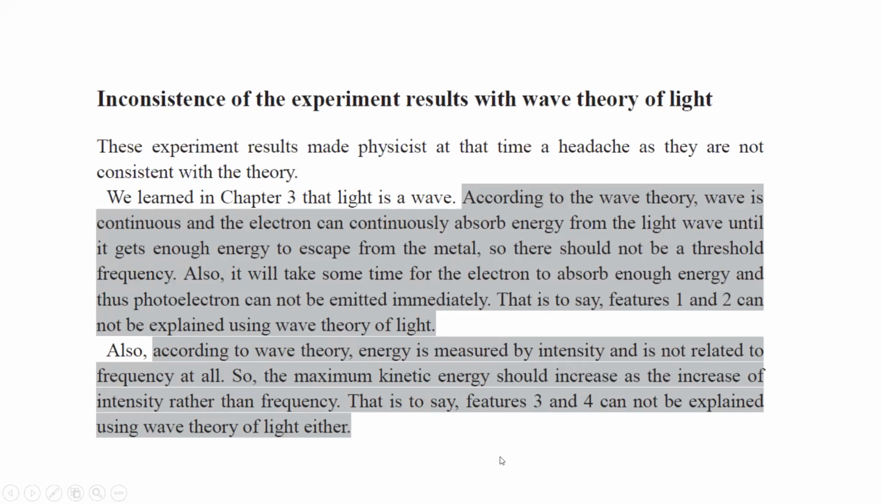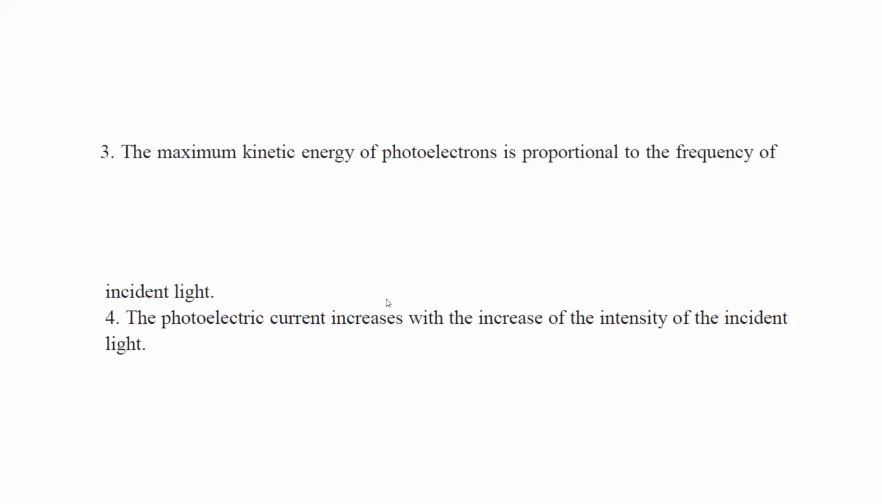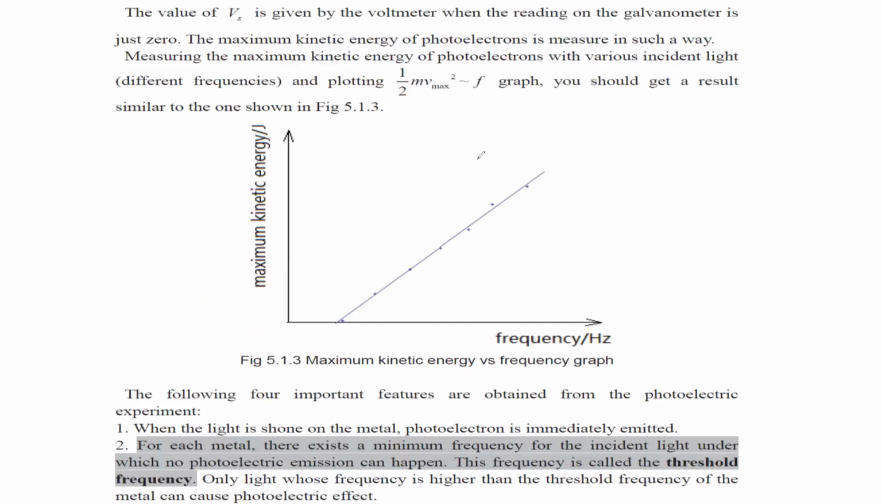So what are the reasons why the wave theory is not able to explain the photoelectric effect? According to wave theory, the wave is continuous and the electron can continuously absorb energy from the light until it gets out. There is a wave coming continuously, so the electron will absorb energy until it gets enough energy, and then it will go out.